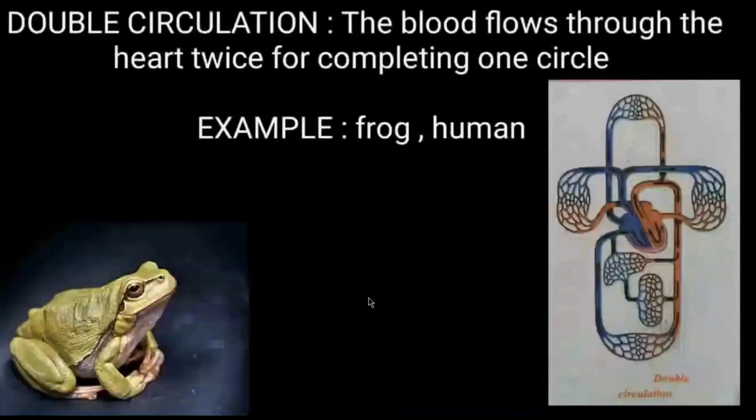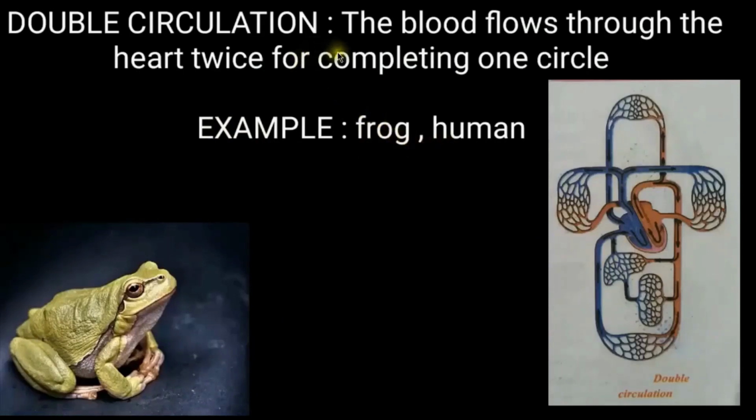Then we can see double circulation. The blood flows through the heart twice for completing one cycle. In one way, oxygenated blood can flow. In another way, deoxygenated blood can flow. This one already I taught you. I hope you all understood. Right? Example, frog and human.